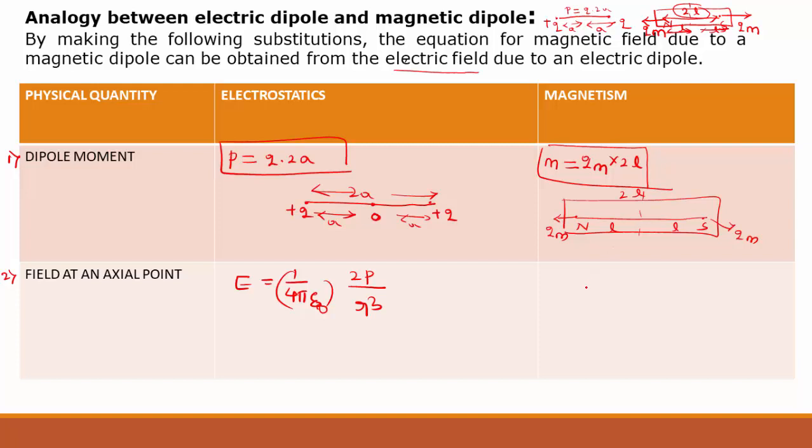In case of magnetism, a current loop acts as a magnetic dipole. Finally, at an axial point, we get the answer B is equal to mu naught divided by 4 pi into 2m divided by r cube. Here, instead of r cube, we use x cube. This is the difference between electrostatics and magnetism.